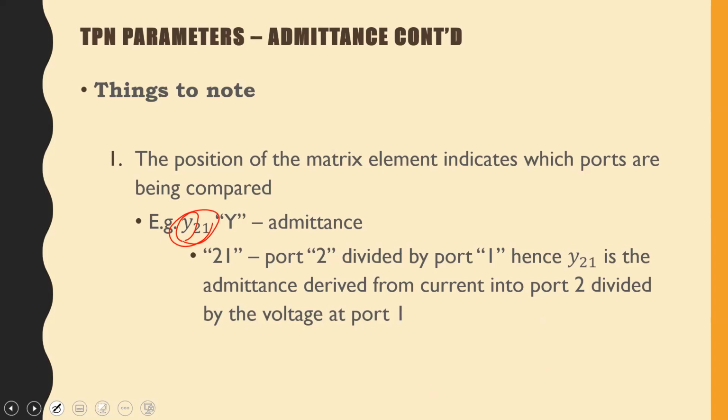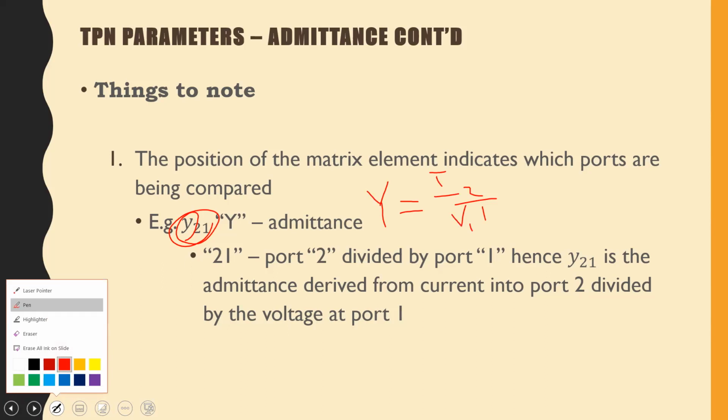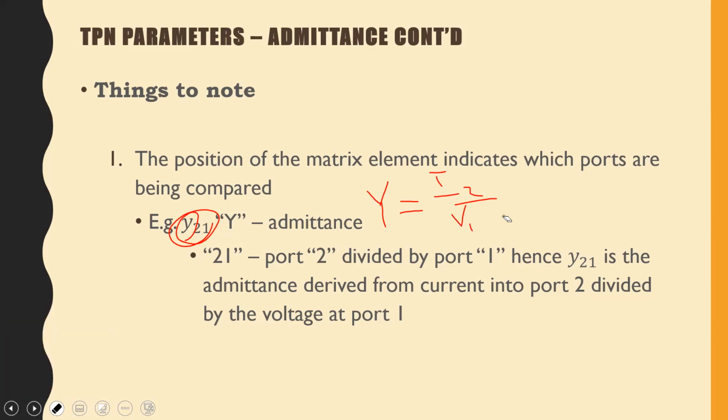So Y21 means that you're dividing 2 over 1. The next question, however, is what 2 and what 1 am I dividing? Of course, we know that admittance, so it tells us that it's a Y. We know admittance is current over voltage. So therefore, Y21 would be equal to I2 over V1. I think I am successful in making the first part simple.